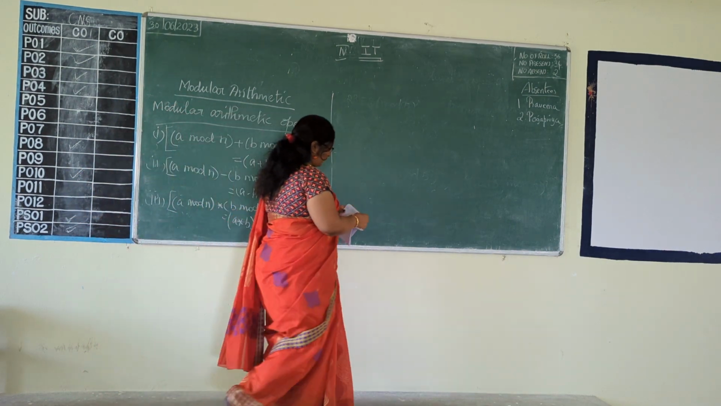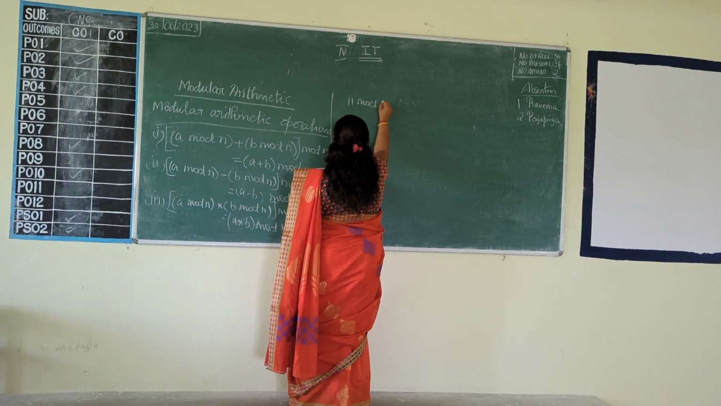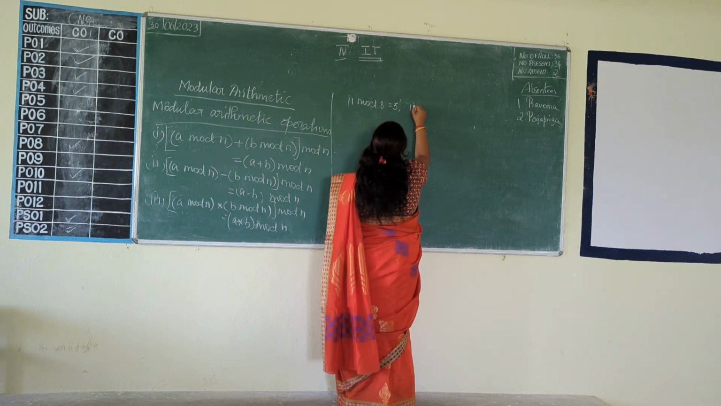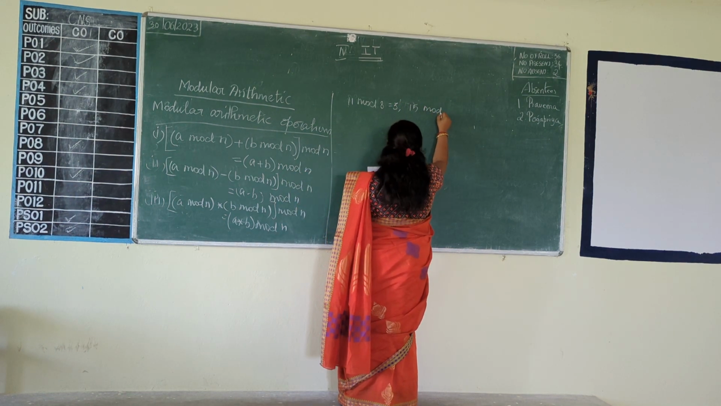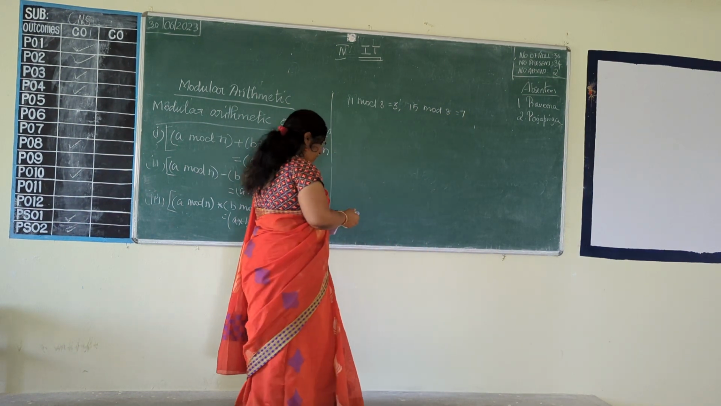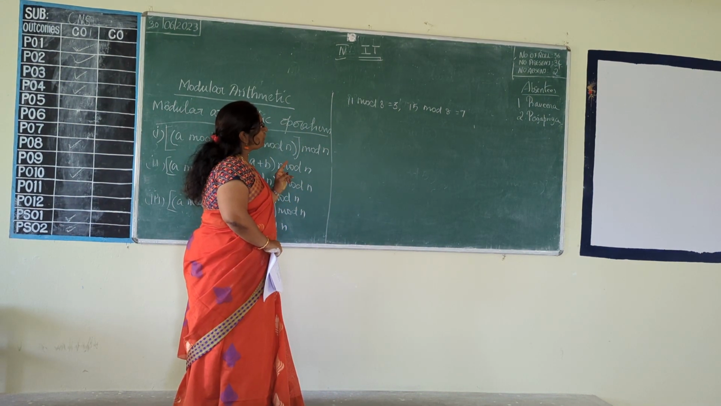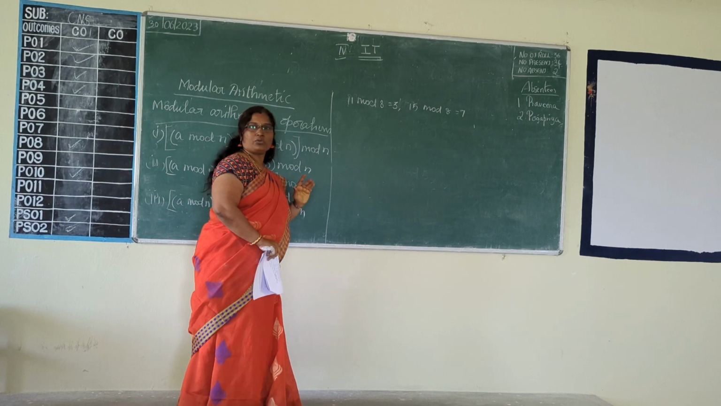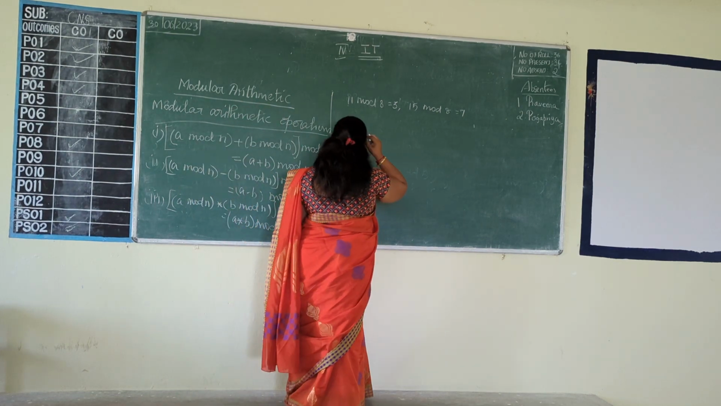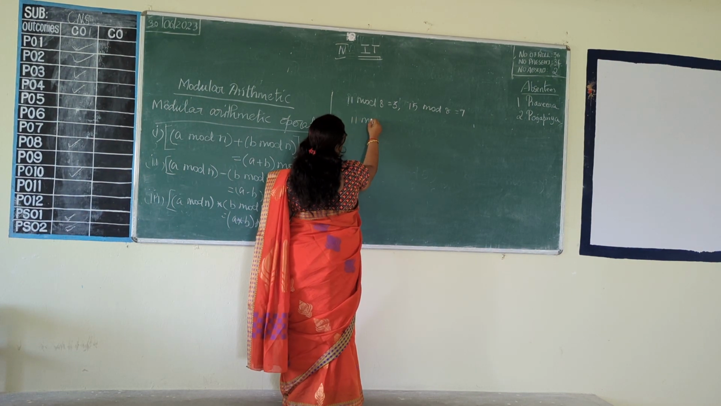Okay, fine. So 11 mod 8 is equal to 3, 15 mod 8 is equal to 7. These are the modular expressions I have taken. So we are going to perform addition on this.